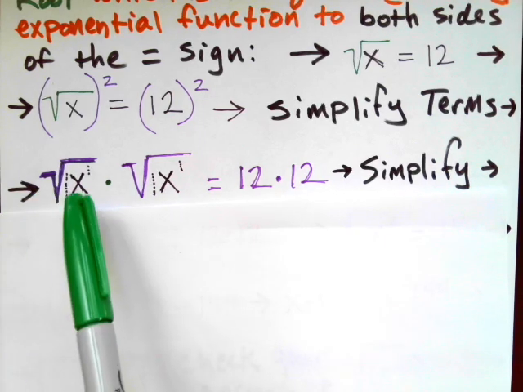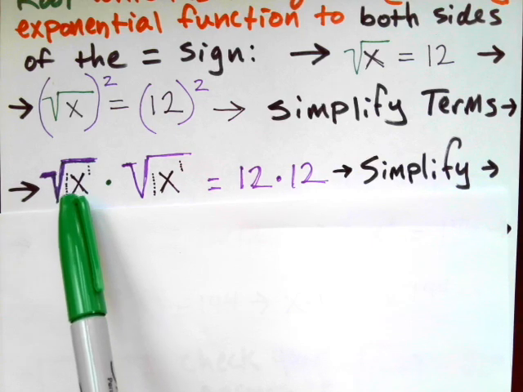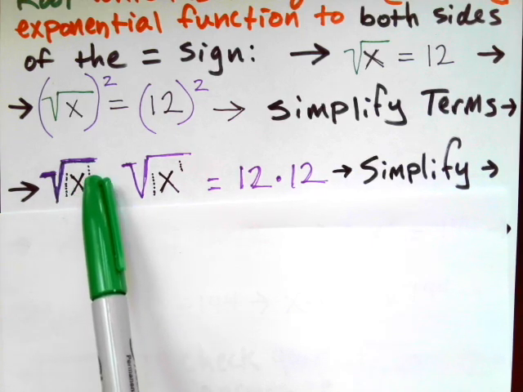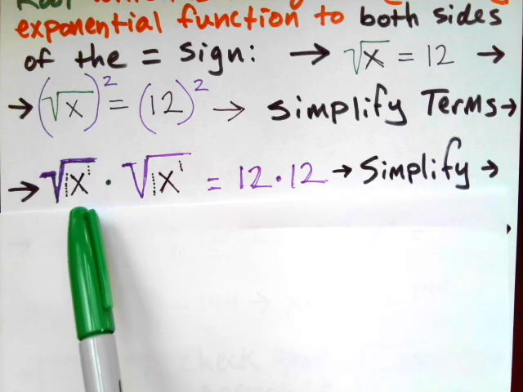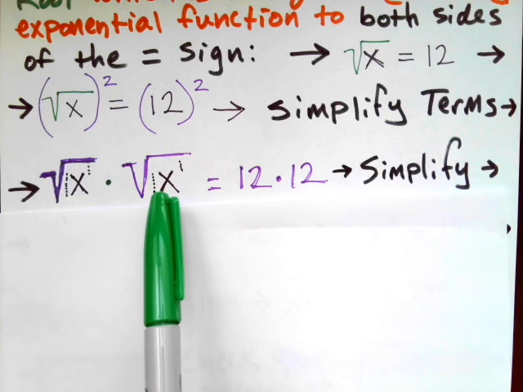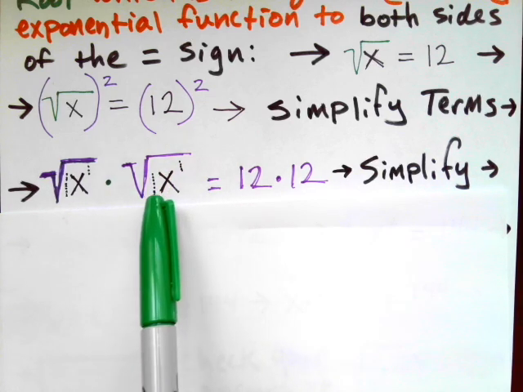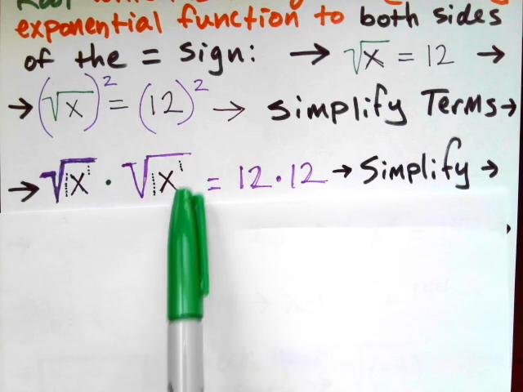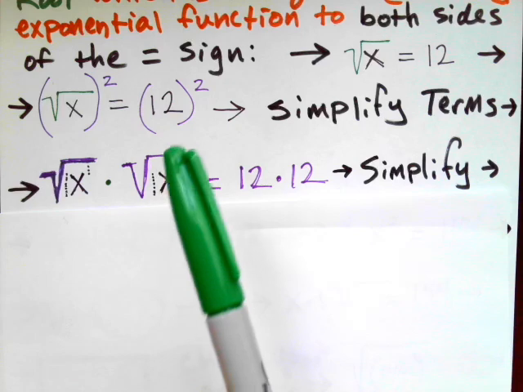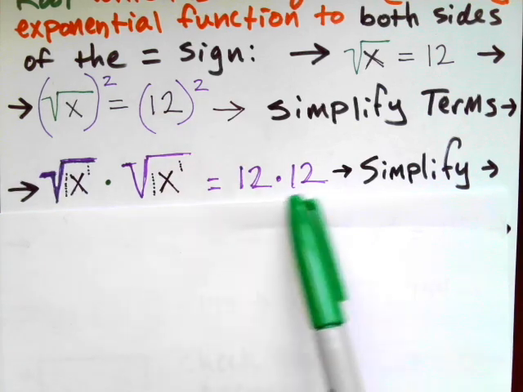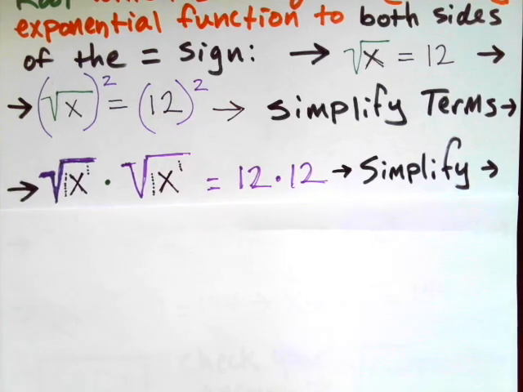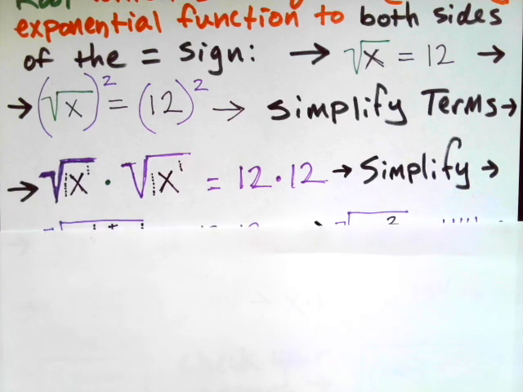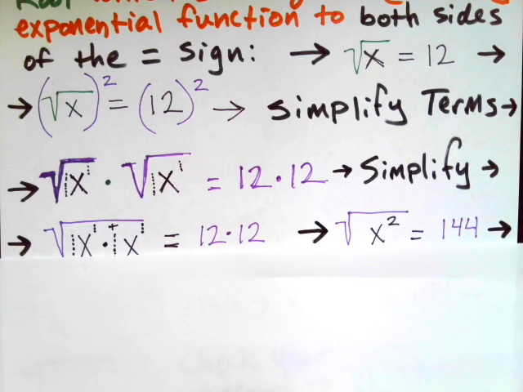So I'm showing you the invisible ones, right? There's an invisible one in front of that x. There's an invisible one in the exponential power. There's also an invisible 1 in front of this x here and a 1 in the exponent's place. And then on the right side, again, 12 squared is 12 times 12. I'm taking this step by step. Just want to simplify each time moving through here.